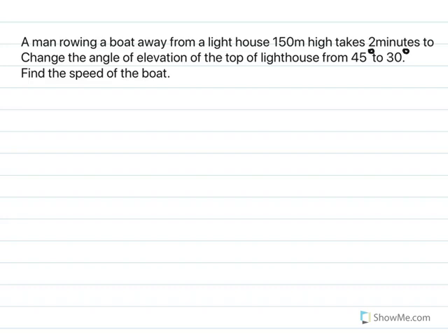A man rowing a boat away from a lighthouse 150 meters high takes 2 minutes to change the angle of elevation of the top of the lighthouse from 45 degrees to 30 degrees. Find the speed of the boat. So here we have a lighthouse. We'll name the lighthouse AB. And there is a boat that is sailing away from the lighthouse. From the base of the lighthouse, it is moving away in this direction.